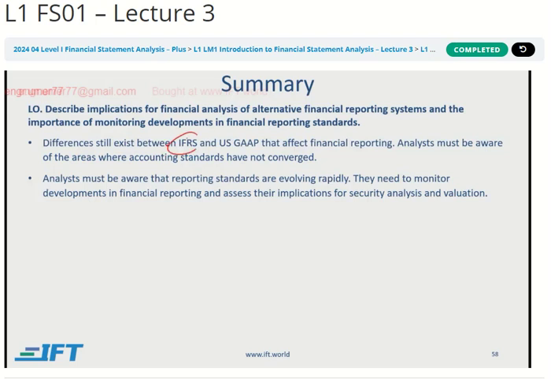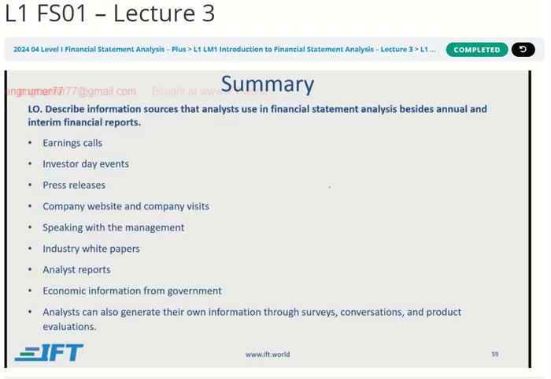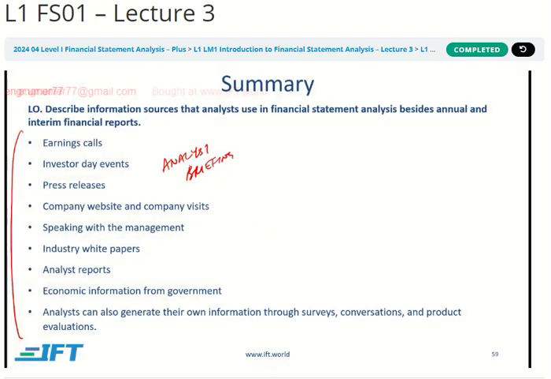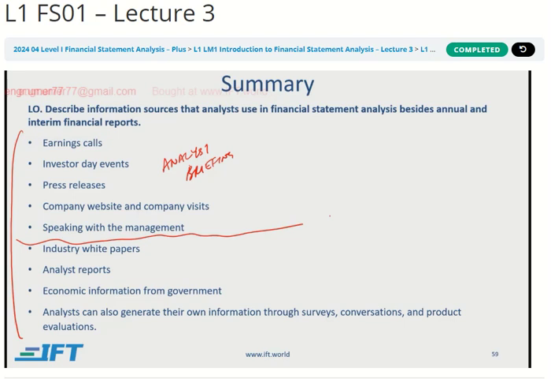Then we moved on to talk about the differences in IFRS and US GAAP and how to keep up with these changes. And finally, we talked about other sources of information such as earnings calls, investor days, or I also said analyst briefings, and all of this is coming from your companies. Apart from that, you could also have information coming from other public or private research companies and government institutions that provide us this economic information.